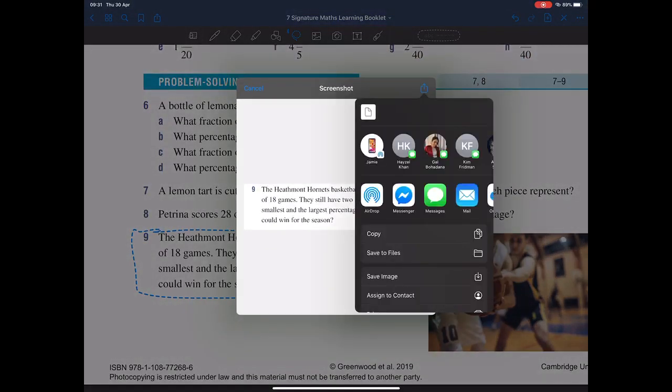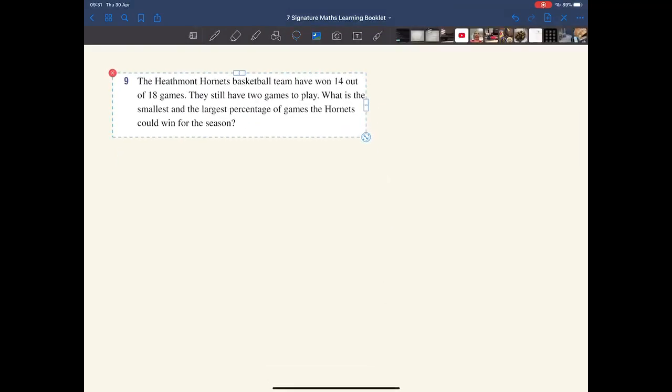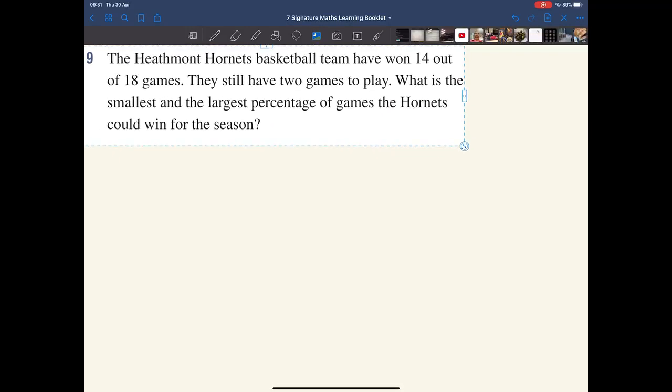All right, question 9. The Heathmont Hornets basketball team have won 14 out of 18 games. They still have 2 games to play. What is the smallest and the largest percentage of games the Hornets could win for the season?